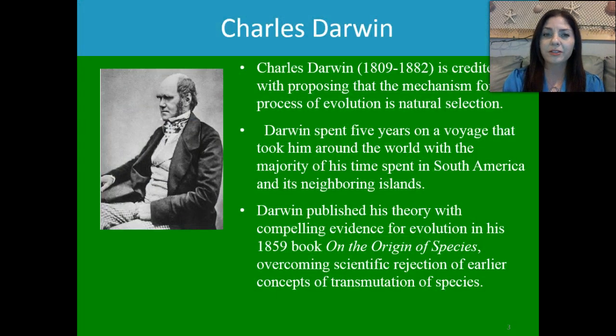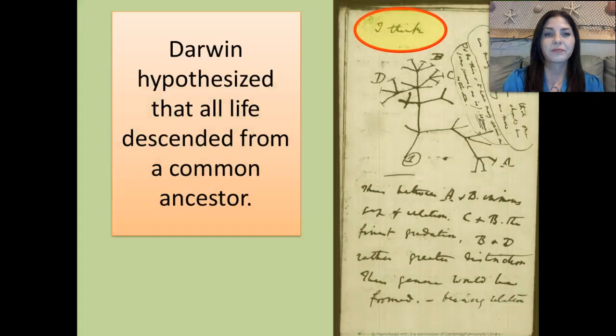So Charles Darwin is credited with proposing the mechanism for evolution as natural selection. He spent 5 years sailing around the world, and he spent most of his time in South America and its neighboring islands. He published his theory of evolution in the book called On the Origin of Species, overcoming scientific rejection of earlier concepts of transmutation of species. Again, like I said, the theory of evolution was pretty frowned upon in his time.